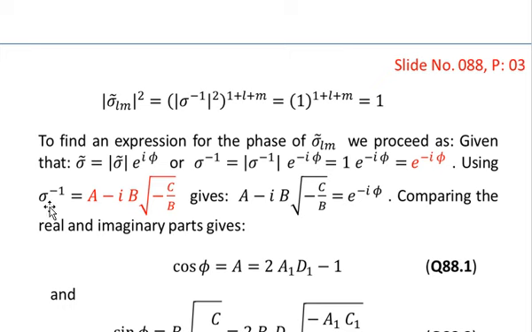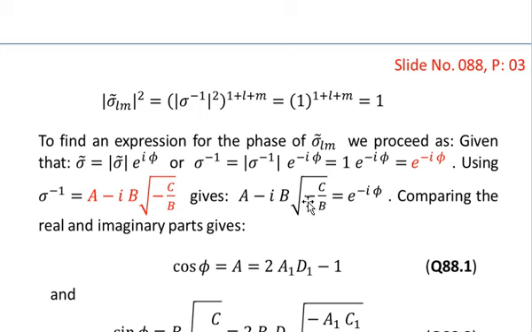Using sigma inverse, which is equal to A minus iota times B multiplied by the square root of A minus C over B, gives... So you see that we have sigma inverse from here, and we have also sigma inverse over here. Both are shown in red. So the two red quantities should be equal to each other because the left hand side of both are equal. So we have A minus iota times B multiplied by the square root of A minus C over B is equal to e to the power minus iota phi.